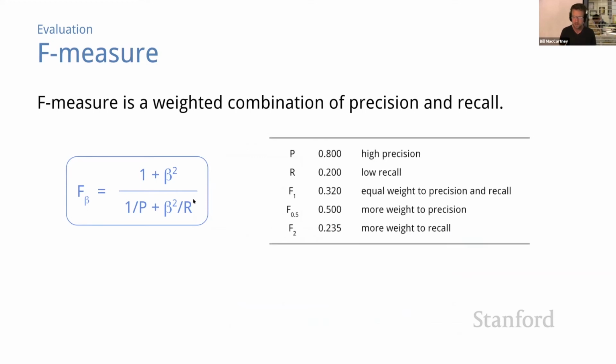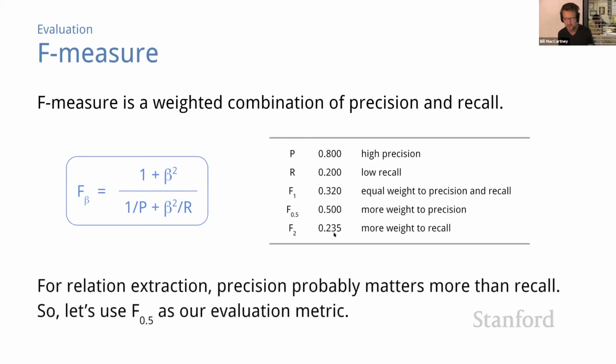So let's say that in a particular evaluation, you have high precision, 80%, and low recall, 20%. The F1 score gives equal weight to precision and recall. So its value is 32%. If we set beta equal to 0.5, we're giving more weight to precision, so the value is 50%. If we set beta equal to 2, we're giving more weight to recall, so the value is 23.5%. In relation extraction, precision is more important than recall. So let's go with F0.5 as our evaluation metric.